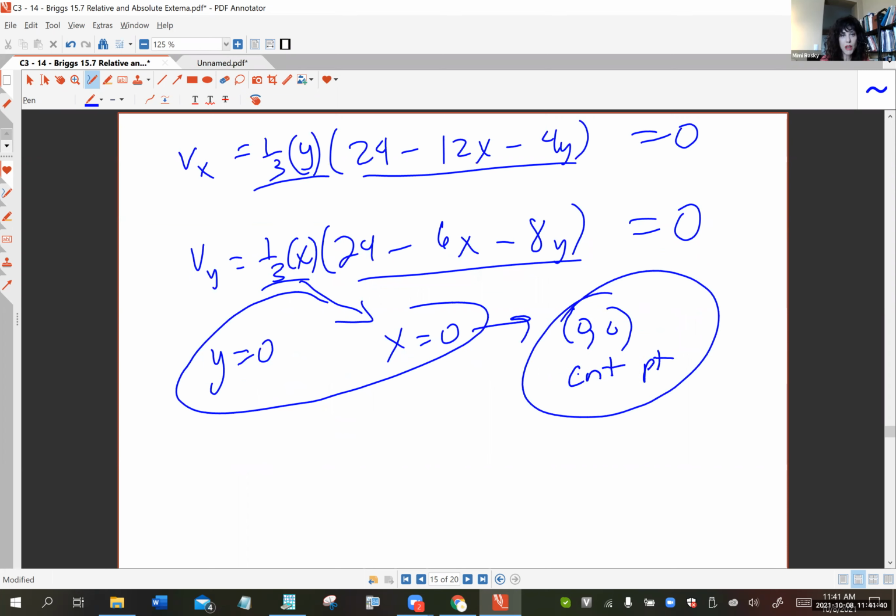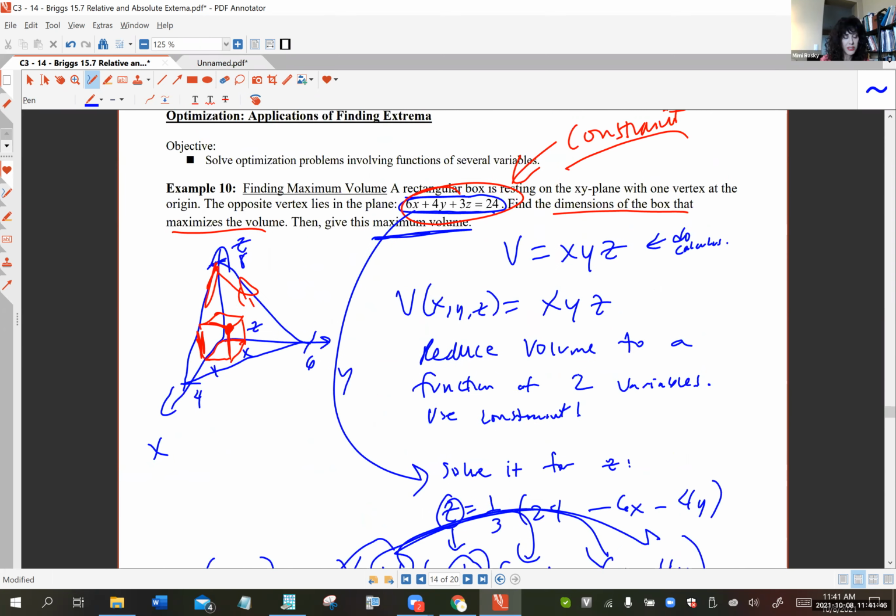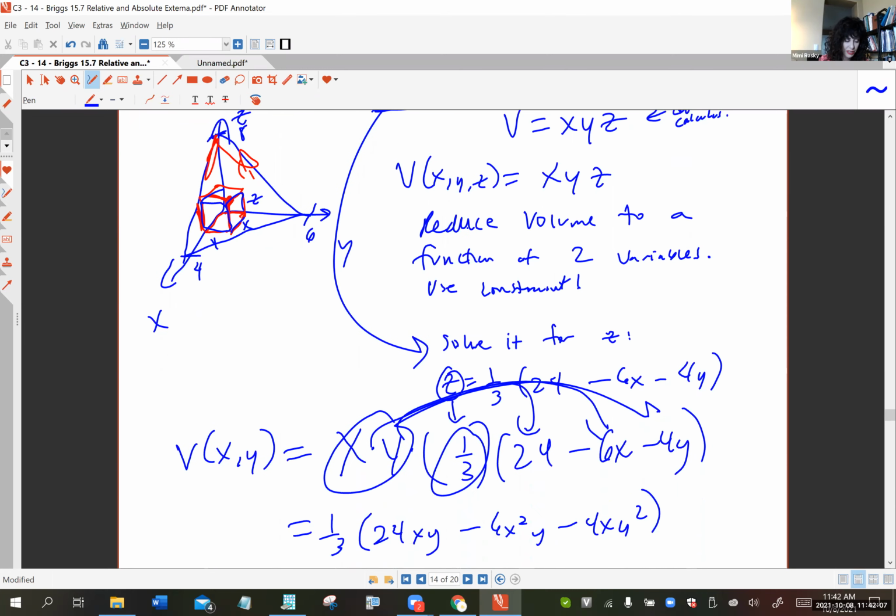Okay, but for this problem, because of the nature of the real life problem, I'm going to throw out this critical point and not deal with it or do the D-test on it or anything. Why do you think that? Why can I make the case that for this cute little box, I'm going to throw out 0, 0 as a critical point? Anybody want to hazard a guess? All right, I'll just tell you.